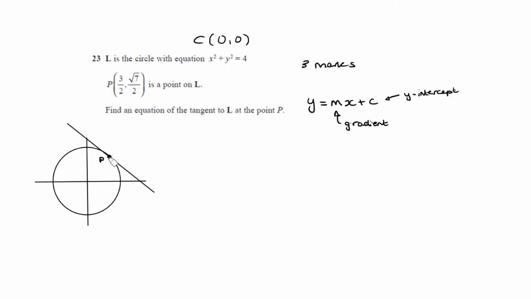So, we only know point P, 3 over 2, root 7 over 2. We only know point P. So, I can't find the gradient of the tangent immediately, but I do know this point here, obviously the center, 0, 0, and then let me draw another line. Okay, now it's working. That's then the radius, isn't it? Because obviously point P is on the circumference.